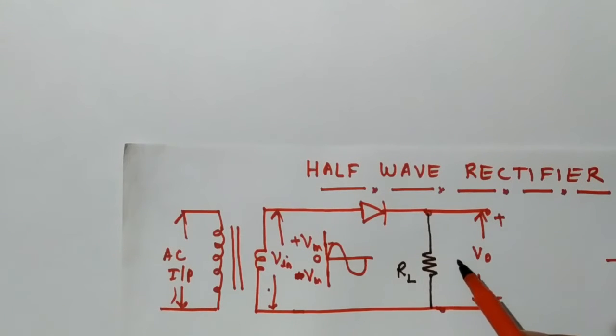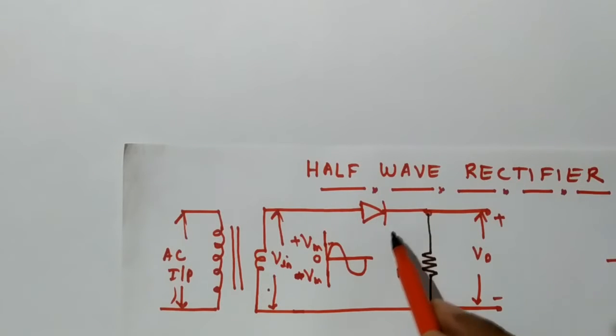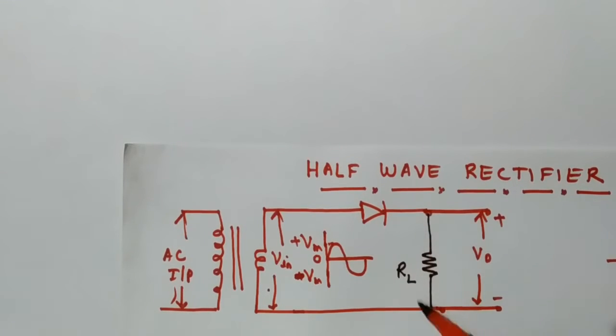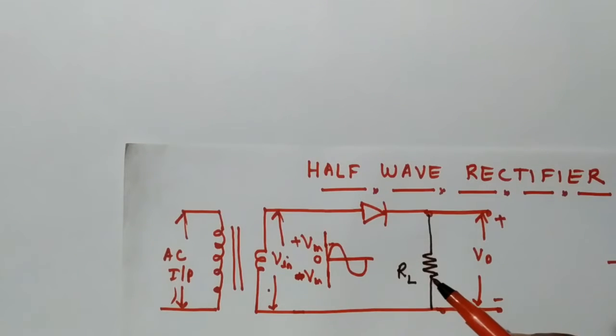What is this load? Load is anything which consumes the DC voltage. Let it be a mobile charger, or if you want to connect any electronic circuit, let us say an amplifier. You connect the amplifier or any electronic gadget which uses the DC voltage here, and the equivalent is written in the form of a resistance called the load resistor. Now how does this half wave rectifier work? We divide the explanation into two parts.